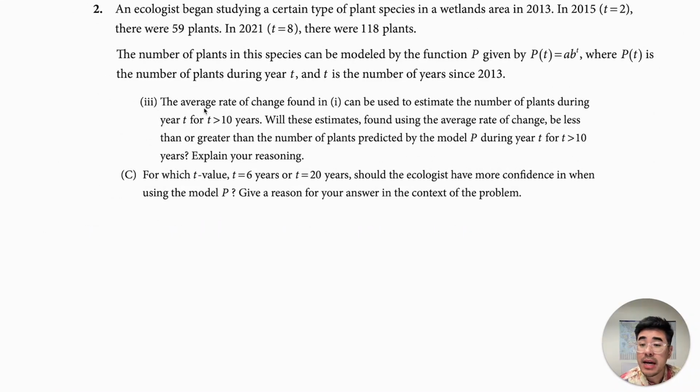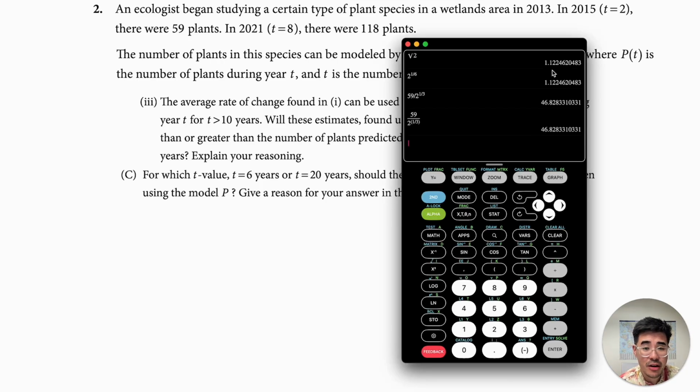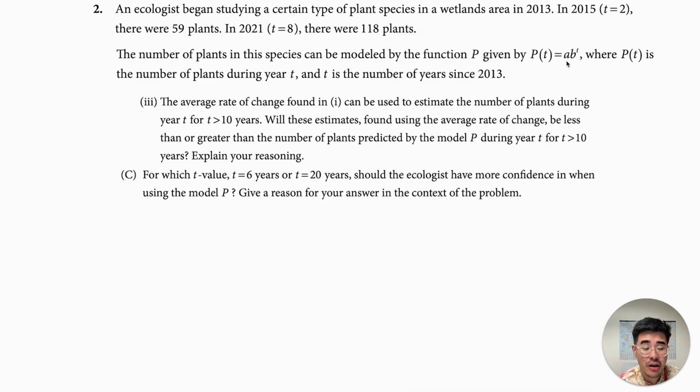So in part 3, it says the average rate of change found in part 1 can be used to estimate the number of plants during the year T for T greater than 10 years. And they're asking if these estimates will be less than or greater than the number of plants predicted by the model. So if we look at the calculations we did earlier, this was our A value and this is our B value, right? So then our starting point is around 46 and our B is greater than 1. So when you have a B that is greater than 1, that represents exponential growth. We would basically be starting at 46 over here, and then our function is going to make this kind of shape.